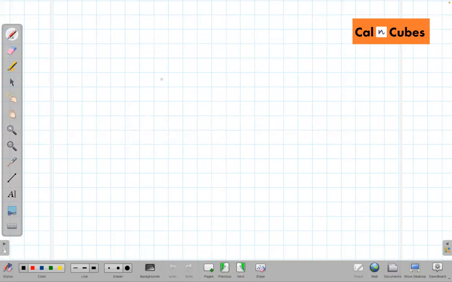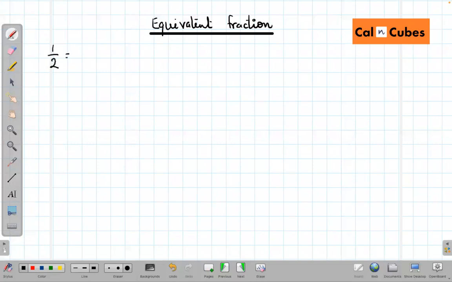Okay. Next, we will study equivalent fractions. Now see, if I write 1 upon 2, it means what? I have 1 apple and I cut it into 2 parts, isn't it? Yes, ma'am. Basically, apple is half.